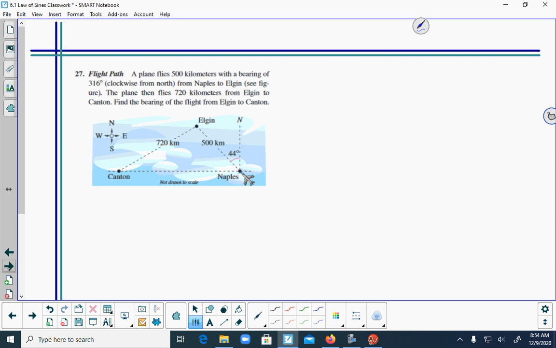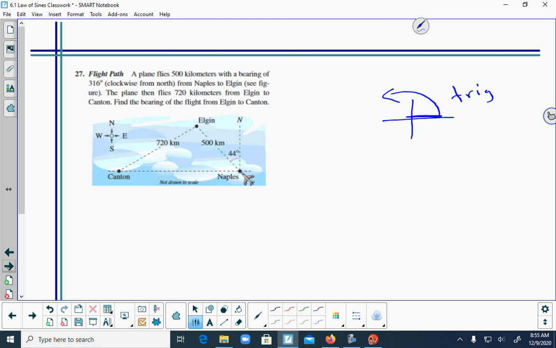Okay, now we get into the word problems. So what you need to understand is this entire time that we've been in trig, we have always started an angle at 0, and we've always gone counterclockwise. That is trig. That's how we live in trig world.